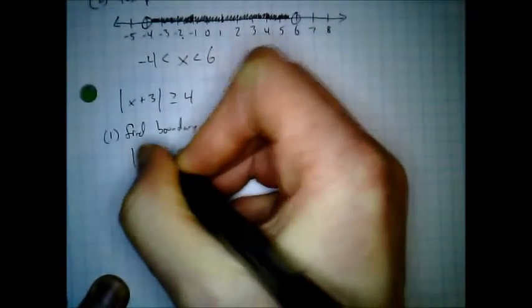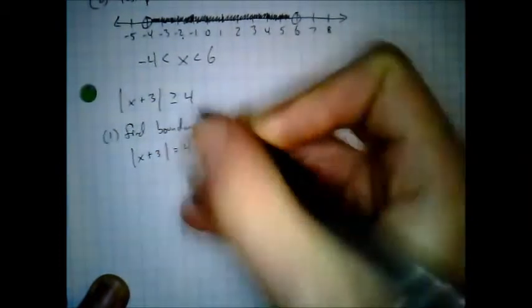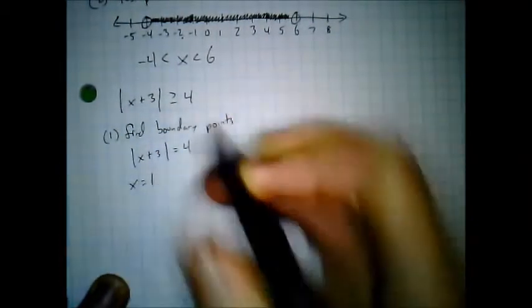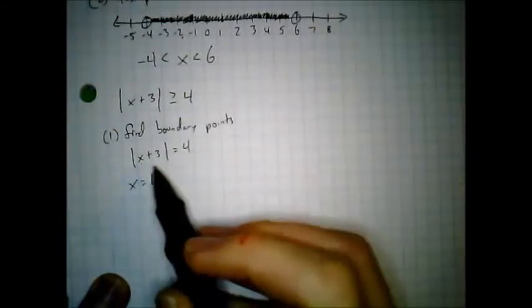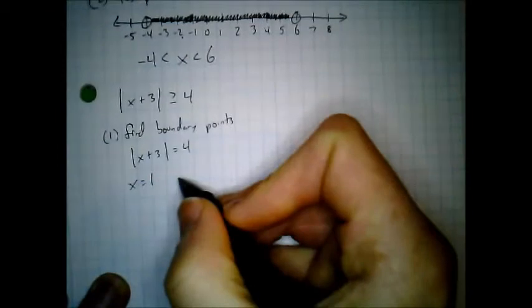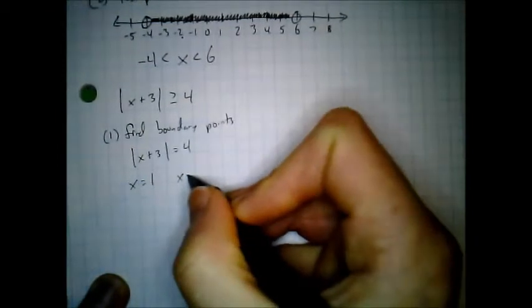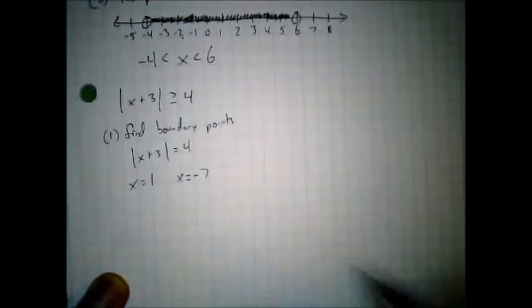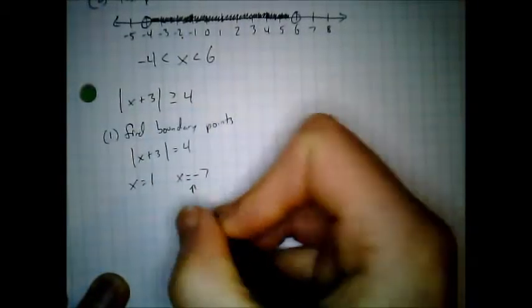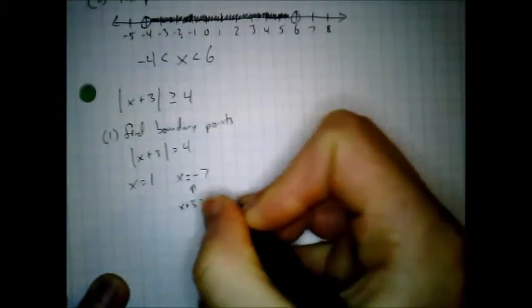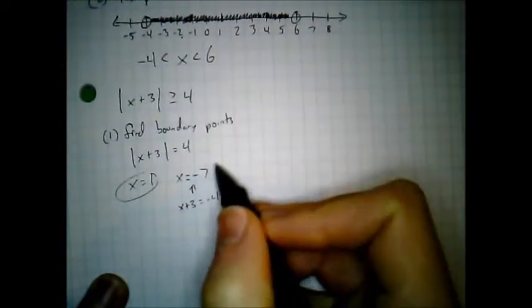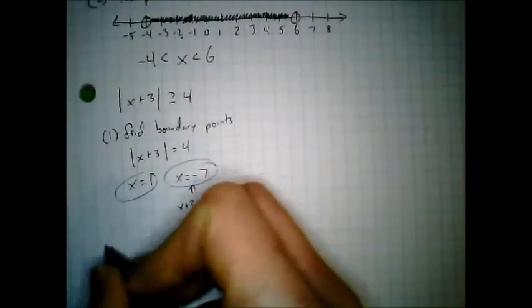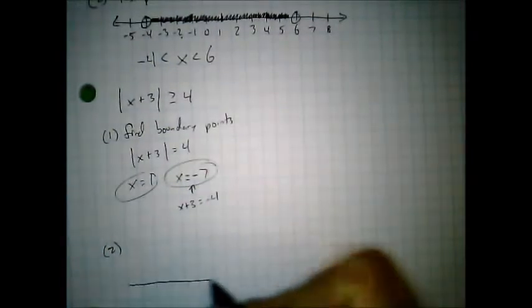So that means I want to know when the absolute value of x plus 3 equals 4. Well, that's when x equals 1, because 1 plus 3 is 4. Absolute value is still 4. Now I also know I could get x plus 3 to equal negative 4, because the absolute value of negative 4 is 4. So that happens when x equals negative 7. Again, this comes from x plus 3 equaling negative 4. So these are my 2 boundary points, x equals 1 and x equals negative 7. So I'm going to start placing them on my number line and testing my points.